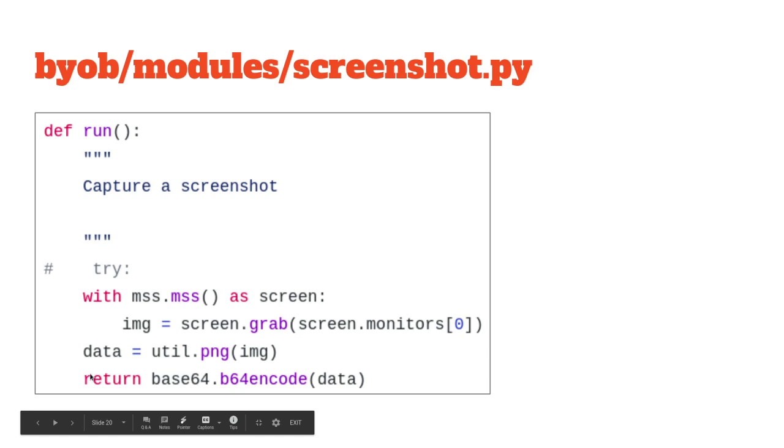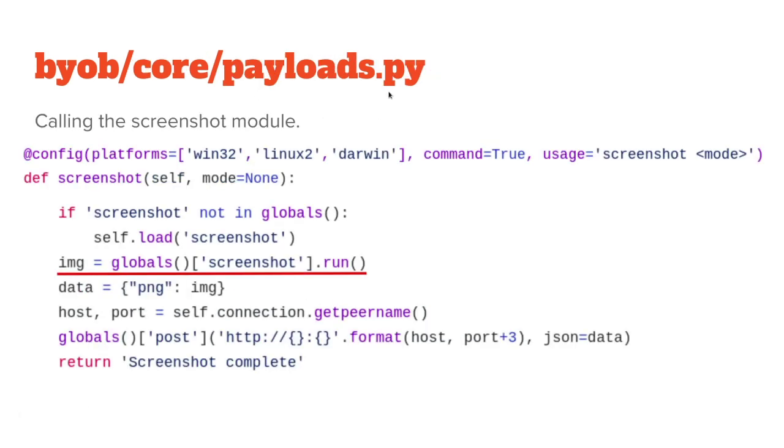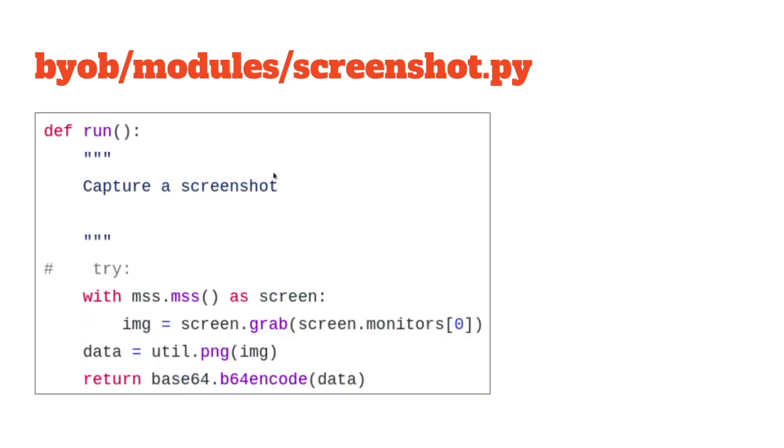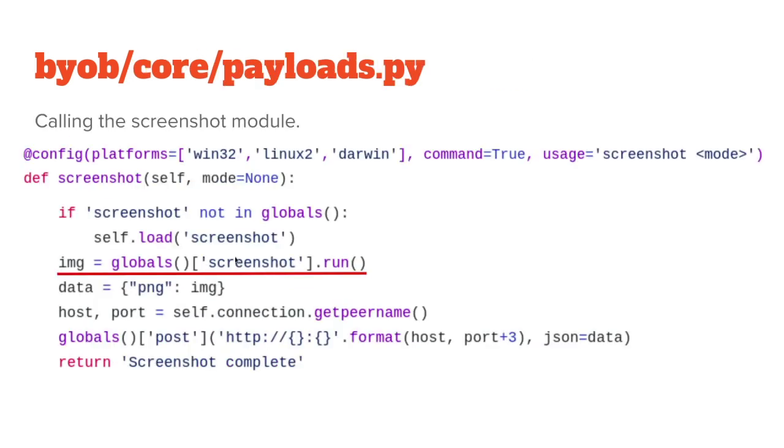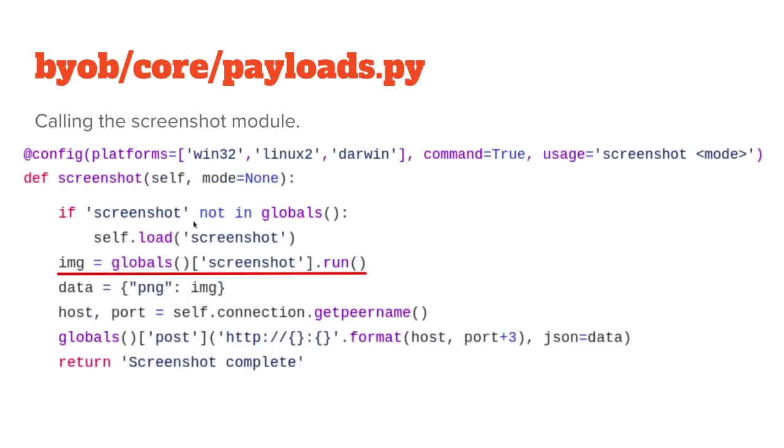Where does this get called from? Here's the actual payload program that knows how to call all of the modules. So in the payload program, you would have typed screenshot or whatever, and it goes in here and says, if I have the screenshot module loaded, then do this stuff. Here's where it calls that module right here. It says screenshot.run, which was this run method right here. And that will return me that base64 encoded image.